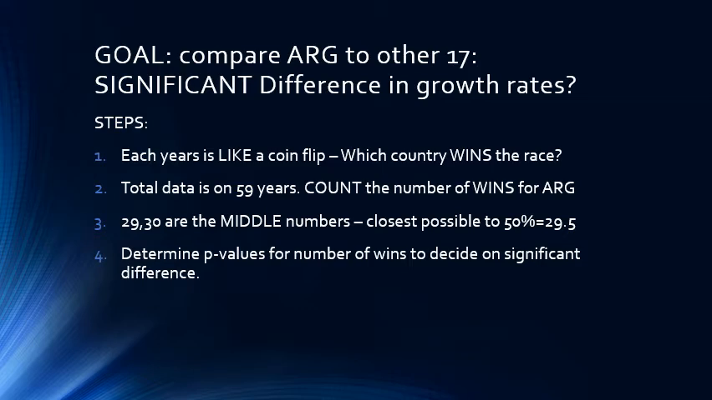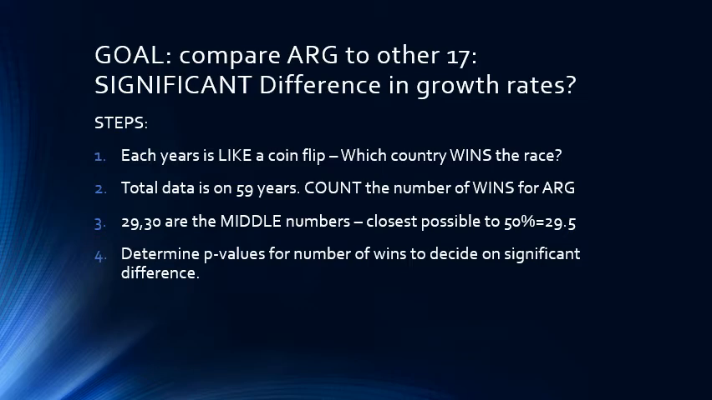So again, we apply the same methodology that we developed for cricket. If there is no significant difference, then the comparison between the growth rates is just like a coin flip. Either country could win that competition. In each year, it is like a coin flip in which one country or the other will win. If both countries are the same in terms of growth factors, then the chance of either country winning is exactly 50%. So the total data we have is for 59 years.